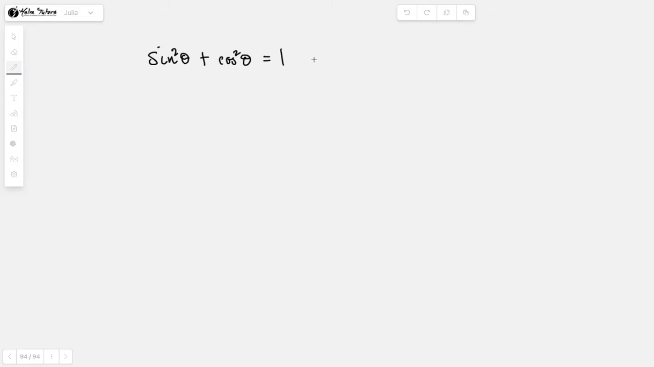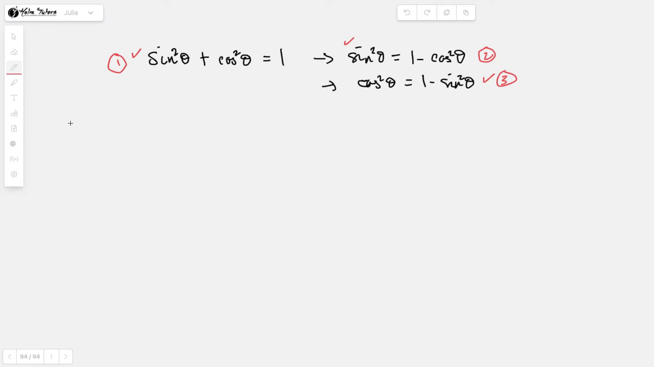Also notice that if you solve for sine squared, you get sine squared theta is equal to 1 minus cosine squared theta. And if instead you solve for cosine squared, you get cosine squared theta is equal to 1 minus sine squared theta. These are equivalent, obviously. All three of them are the same, just a different rearrangement. So the latter two, if we number them 2 and 3, are not new. They're just the first one written slightly differently.